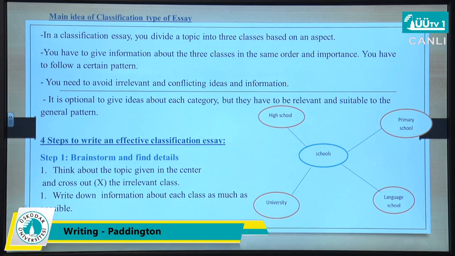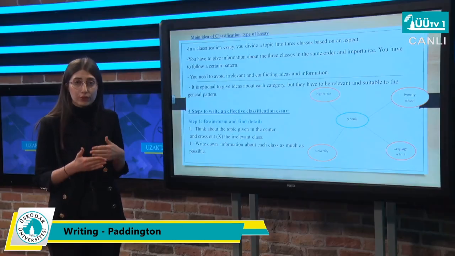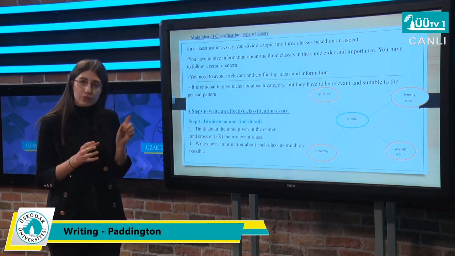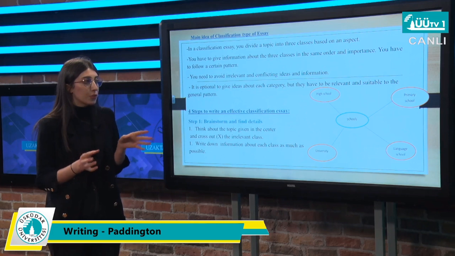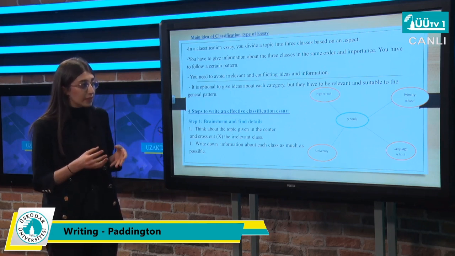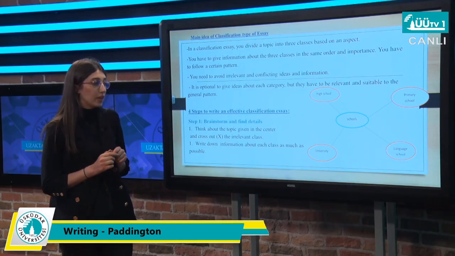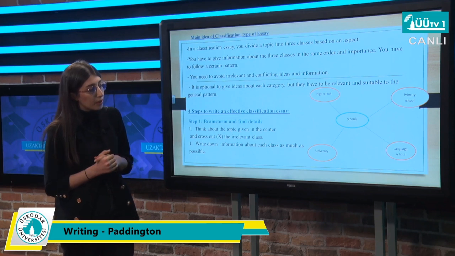And it is optional. You can choose whatever you want to write in your types, but all these 3 types have to be relevant to that same pattern, to the general aspect, like what you can see here on this picture. On this mind map, we have schools. The topic is school. Imagine in your exam they ask you to write about the types of schools. Here we presented 4 different types: high school, primary school, university, and language school. But think about it. One is irrelevant. Which one can it be? It is the language school.